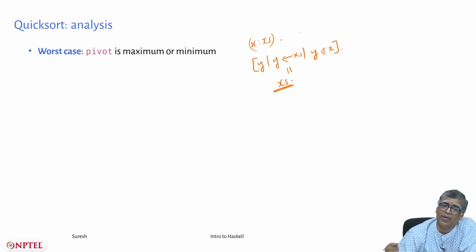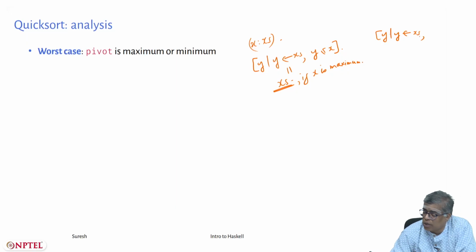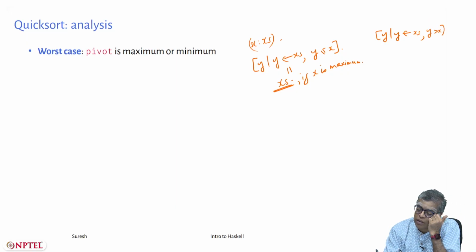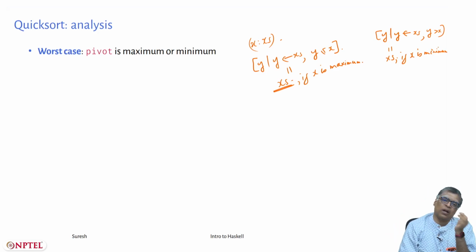Okay, and if the pivot is minimum, if x is minimum, then all y such that y comes from xs and y greater than x will be all of xs. Okay, and the worst case would be if your list is either in ascending order or descending order, because every time you pick a pivot, it will be either the minimum or maximum.